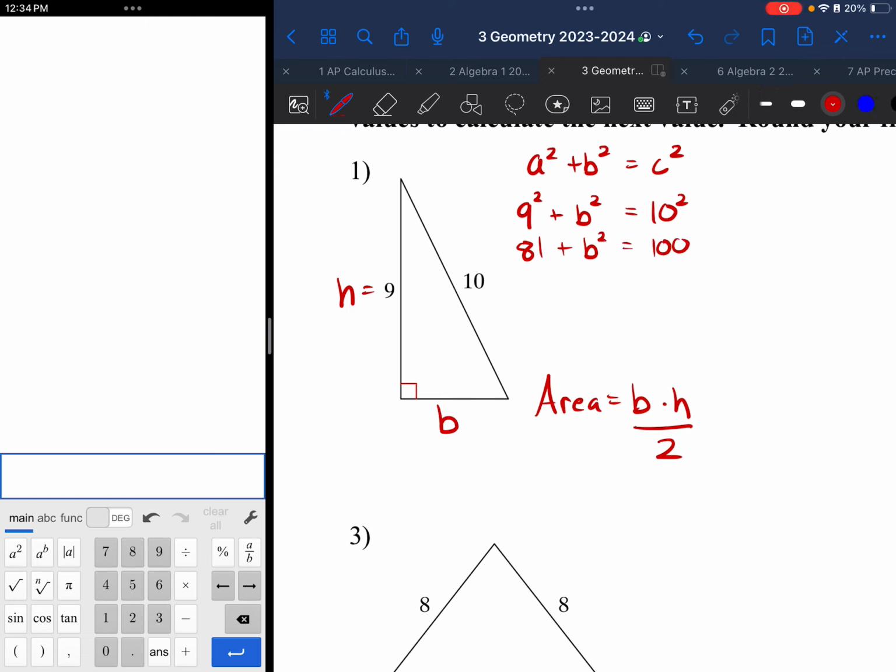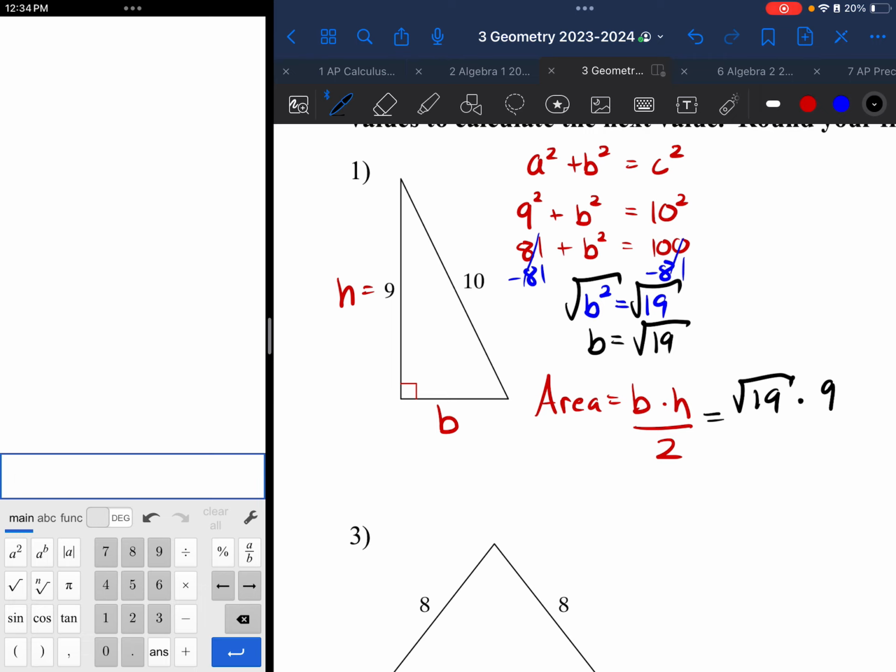And then from here, I'm going to subtract 81, and those are gone, giving me b squared is equal to 19. And then finally, I'm going to square root to get the b by itself, and I get b is equal to the square root of 19. And I'm essentially done. I can plug that in. I can say, okay, our area: the base was the square root of 19, the height was 9, and I'm going to divide all of that by 2. I can punch that into my calculator. I can say the square root of 19 times 9 divided by 2.